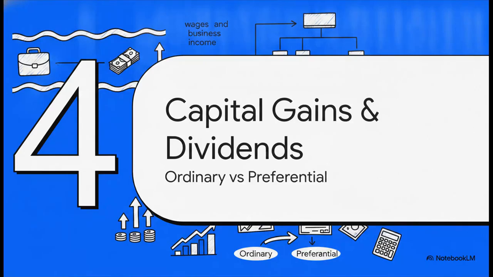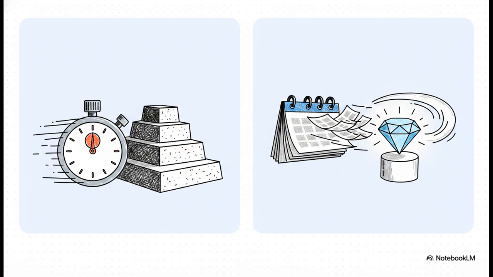All right, let's move into Section 4, capital gains and dividends, ordinary versus preferential rates. Up until now, we've just been talking about the standard bracket rules for things like wages and business income. But investment income introduces a whole different ballgame. It's really a dual-track system. Over on the left side of the screen, we have short-term capital gains, so assets held for 12 months or less, along with unqualified dividends. These are taxed as ordinary income. That means they just get dumped right into those standard 10 to 37% progressive brackets we just looked at.